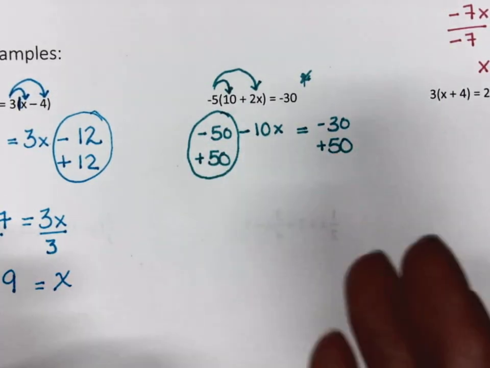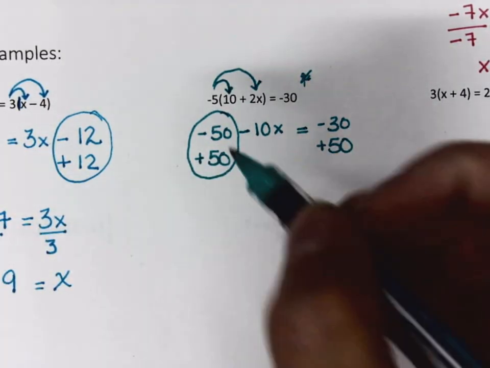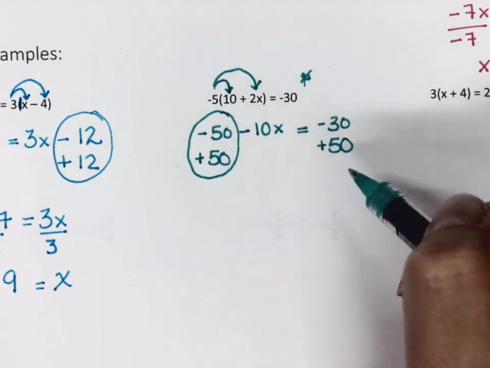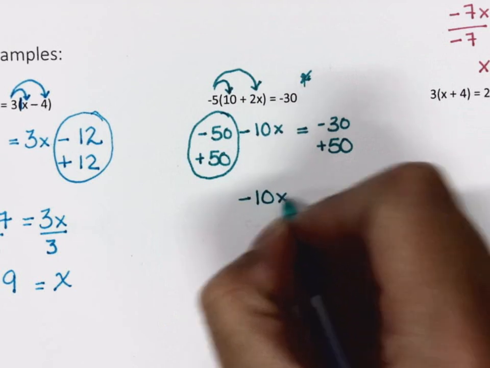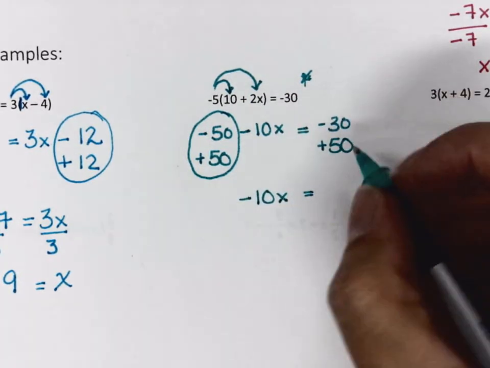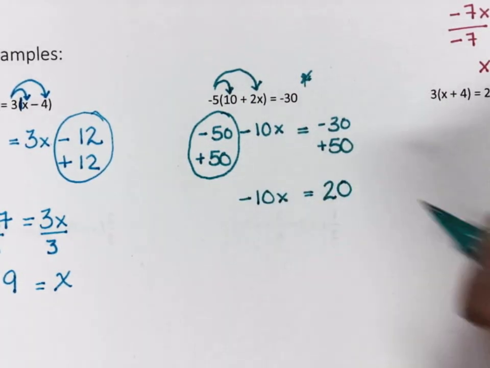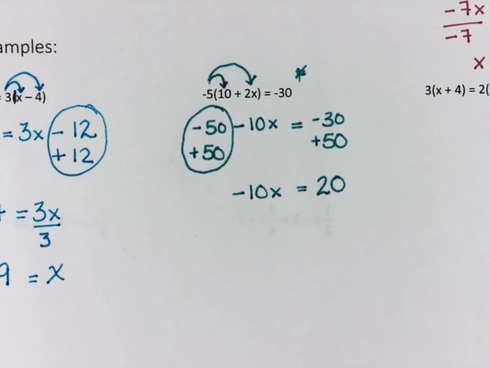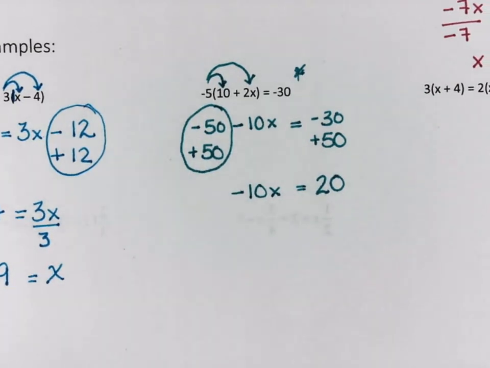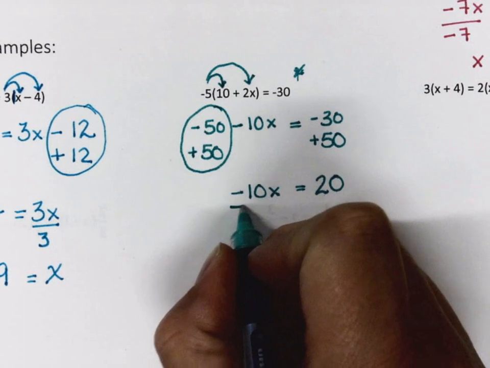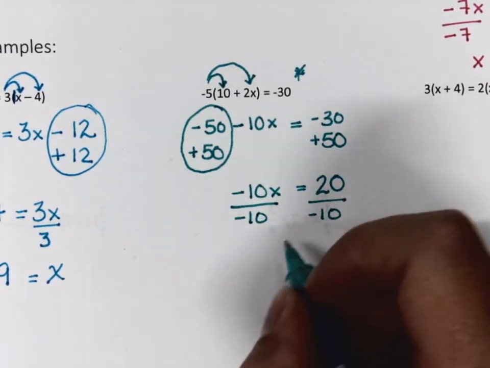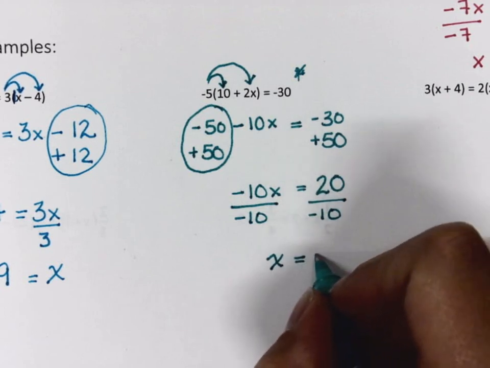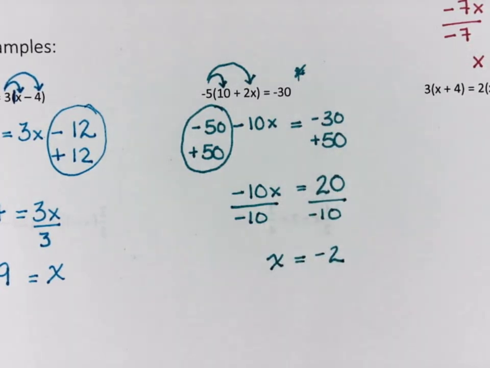It's like a balance scale. We want to keep it even. If I add 50 over here, I got to add 50 to this side. So we know that that gives us 0. We're at -10x. -30 plus 50 is a positive 20. And again, if you don't feel comfortable, use your calculator. And then we are going to divide by -10, divide this side by -10, and I have x equals -2. All right, there's my answer.